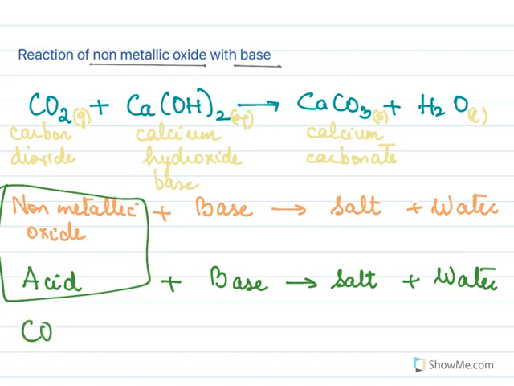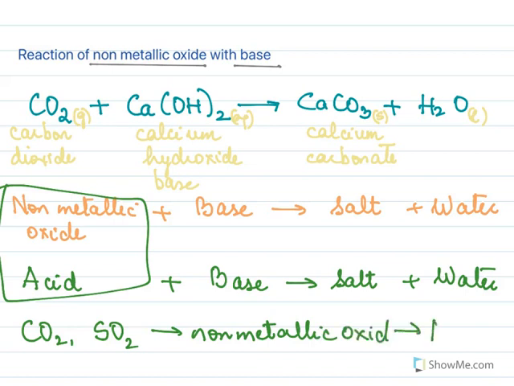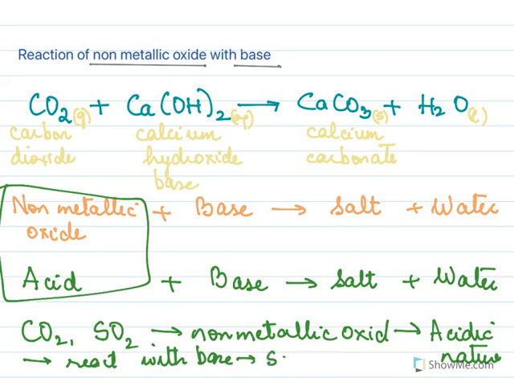So non-metallic oxides like carbon dioxide, sulfur dioxide, these are all non-metallic oxides. And they are all acidic in nature. They are not acids, they are acidic in nature. And the reason is because they react with a base to give salt plus water.